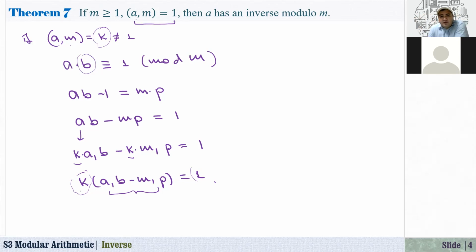If the highest common factor of A and M is not equal to 1, that means A doesn't have an inverse modulo M. Now we just check whether M is greater than or equal to 1. We don't have a problem here. So if the highest common factor of A and M is equal to 1, then we can say that A has an inverse. The next question is, how do you find the inverse of A modulo M? Now I will try to answer this question.